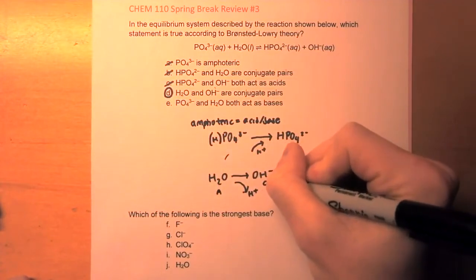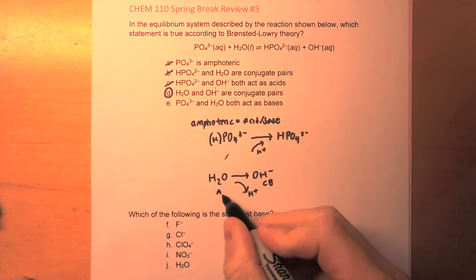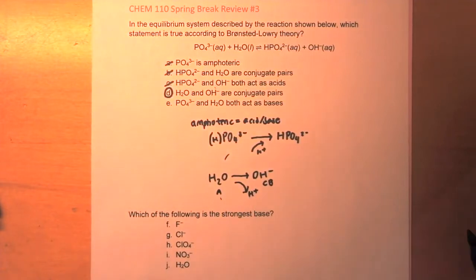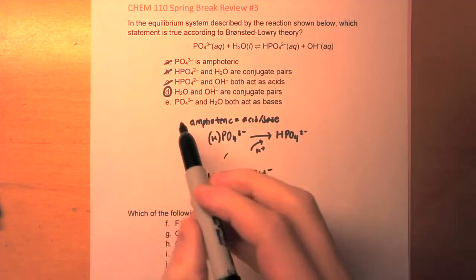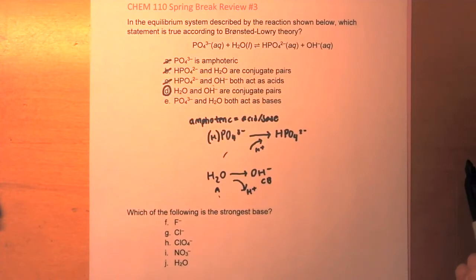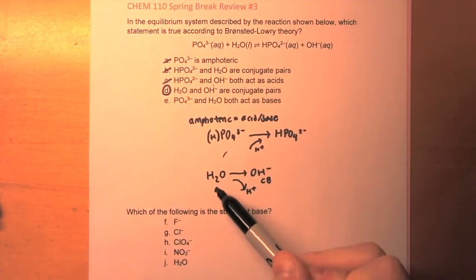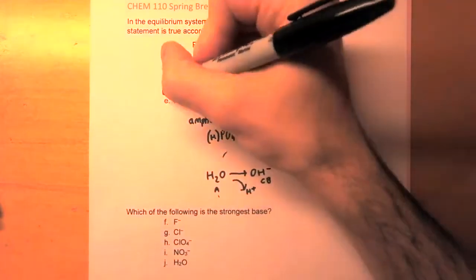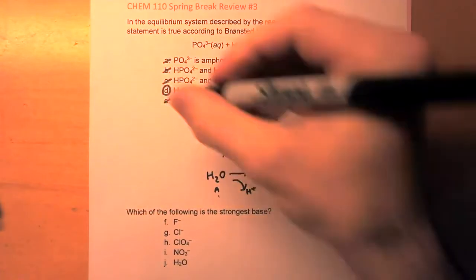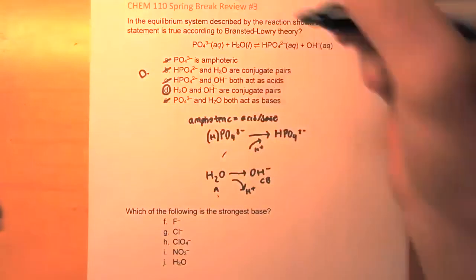This would be the conjugate base, right? Because this donated a proton. Acids always donate protons. And just to make sure we're correct, let's check option E. PO4 3- and H2O both act as bases. Well, that can't be right because we just said that H2O acts as an acid. So E is incorrect. So the correct option here would be D.